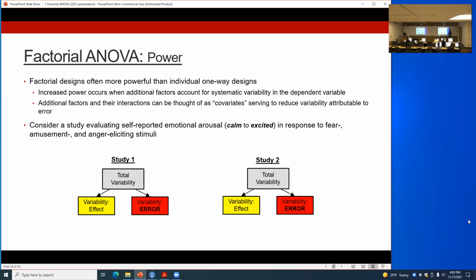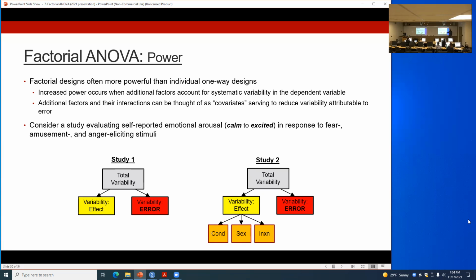Now let's say we have a different study here. Here we're again going to look at emotional arousal in response to fear, anger, and amusement eliciting stimuli. But let's say we hypothesize that participant sex, that men and women, may respond to this film differently. So I'm going to take the total variability and partition the systematic differences, but this time I'm going to have film, participant sex, and then the interaction. Everything that's not due to that gets chalked up into my error term.